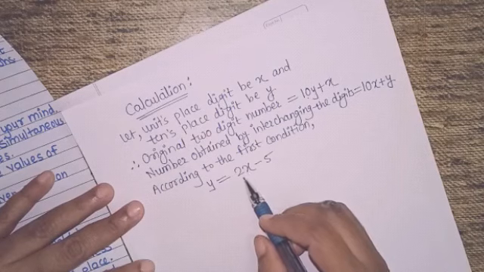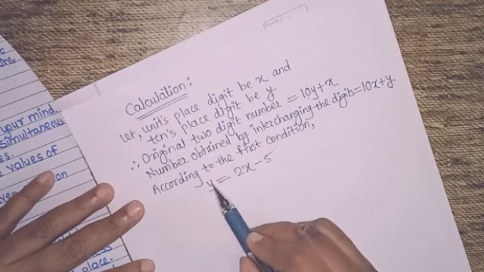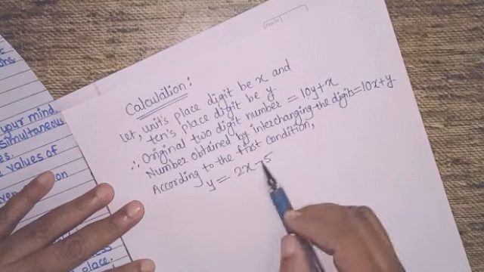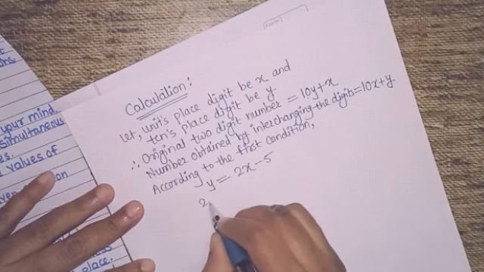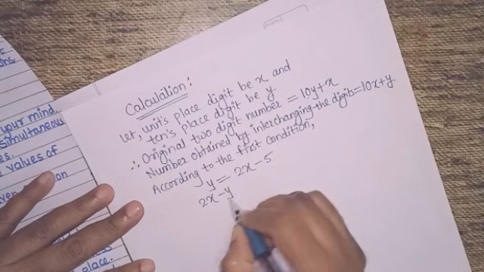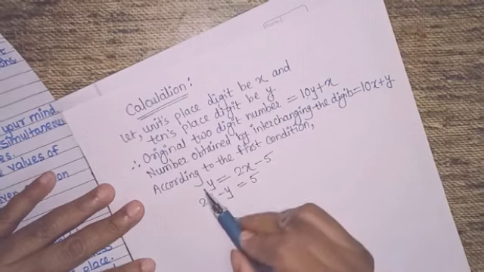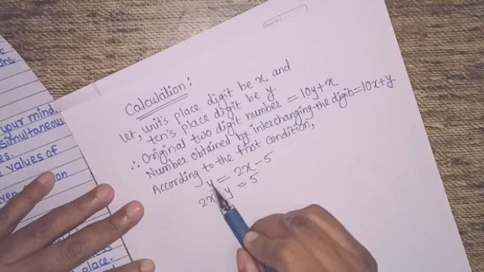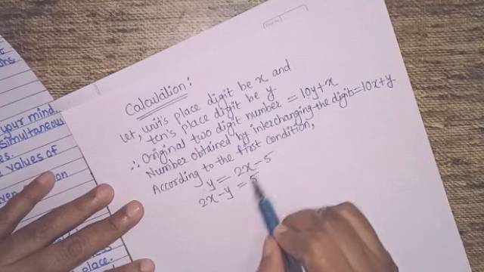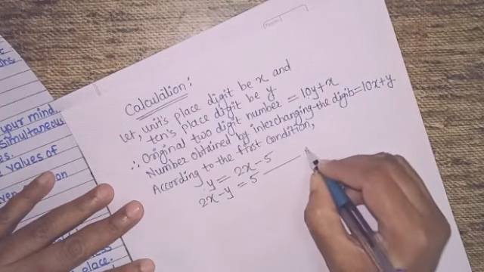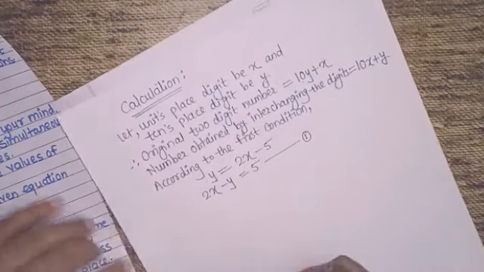Now what will we do to write it in standard form? Take y on this side and 5 on this side. So we will get the equation 2x minus y equal to 5. See, minus 5 comes here and becomes plus 5, and y on this side becomes minus y. So 2x minus y equal to 5. This is our first equation.